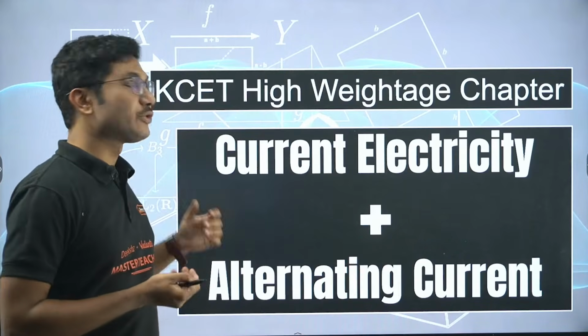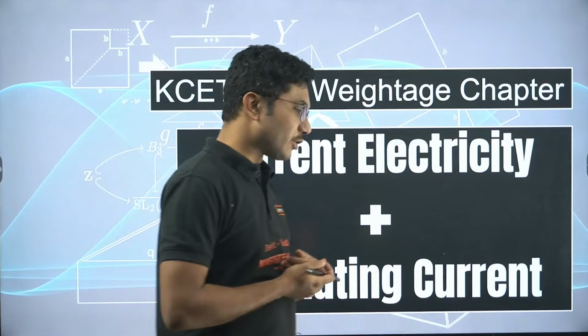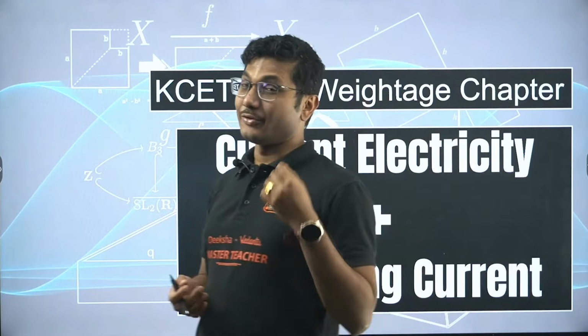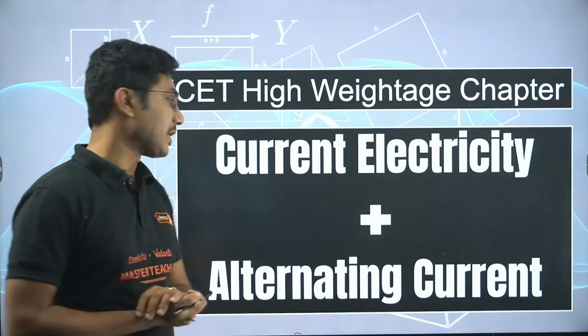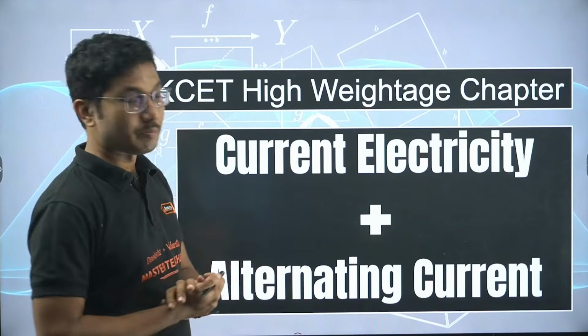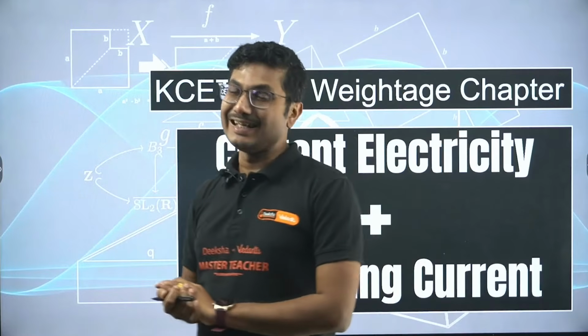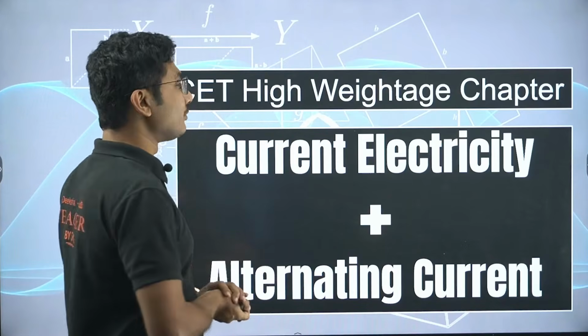Today I am going to discuss two very important chapters. First of all, current electricity, which is considered to be the god chapter of physics. Every year approximately 5 to 6 questions come from this chapter, and alternating current is also another important chapter. From this chapter also you can expect at least 3 to 4 questions. So without any delay, let us start with today's session.